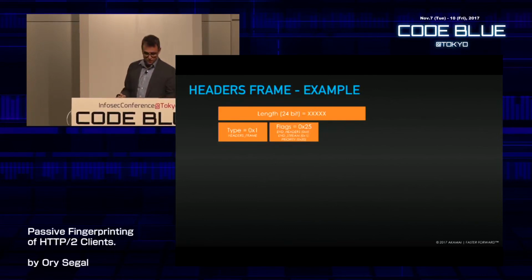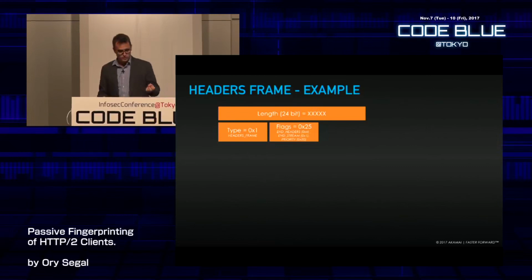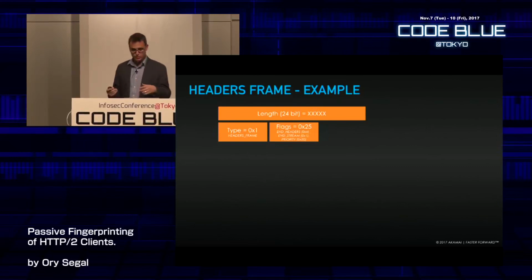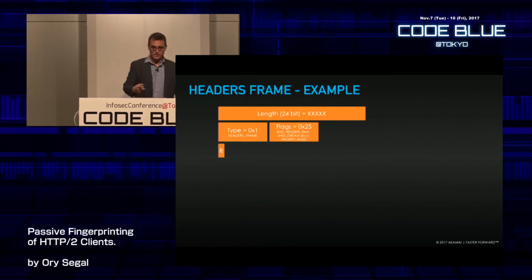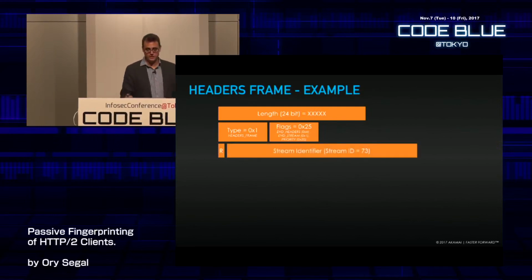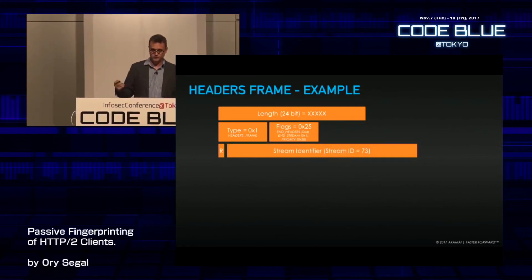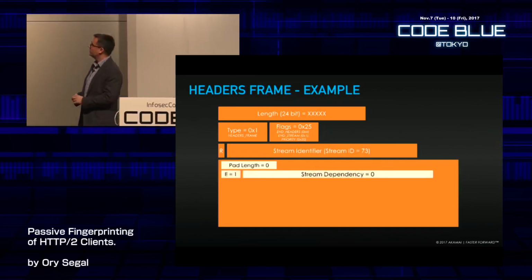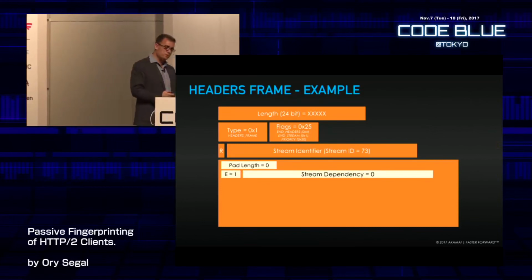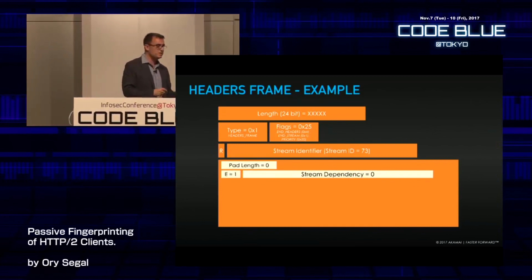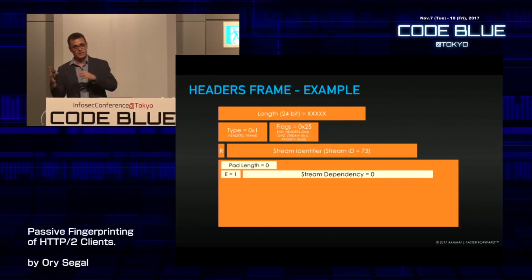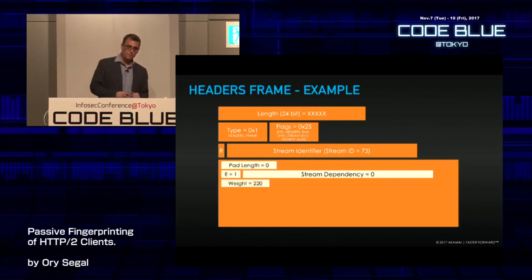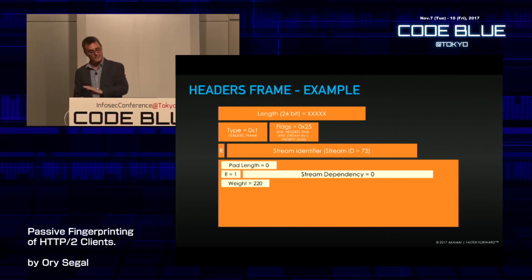We have the end headers, which is 4 hex, the end stream, which is 1 hex, and the priority flag, which is 20 hex. If you add them together, I hope you get to 25, or else I came out like an idiot. The reserved bit, the stream identifier, in our case 73, and some padding, in this case 0. The exclusivity bit, which we're going to talk about in a second, the stream dependency, so on what stream does this stream depend on? We'll talk about that in a moment. The weight of the stream, again, we'll talk about that in a moment.